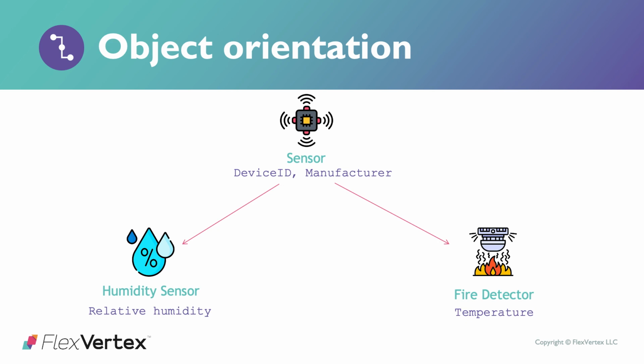Object orientation helps remove the impedance mismatch between your application code and your data storage technology. This example highlights an Internet of Things use case. We've established a base class for all types of sensors with two properties, a device identifier, and a manufacturer name. We want all sensors, regardless of their exact usage, to at least have these data elements. We've further extended the class hierarchy to include derived classes for humidity and fire detection sensors.